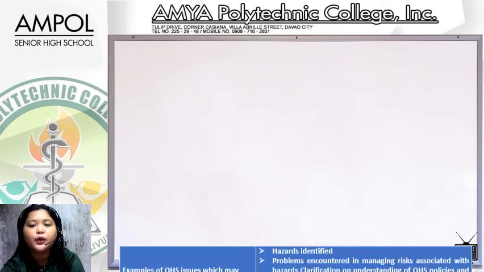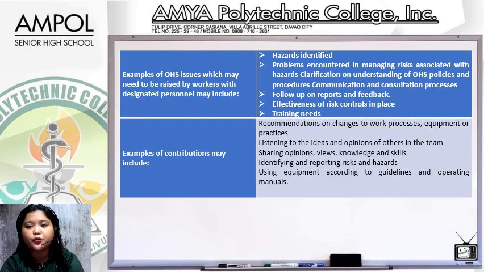And also, we have here examples of OHS issues which may need to be raised by workers and designated personnel. These may include hazards identified, problems encountered in managing risk associated with hazards, clarification and understanding of OHS policies and procedures, communication and consultation processes, and then also the follow-up on reports and feedback, effectiveness of risk controls in place, and training needs.